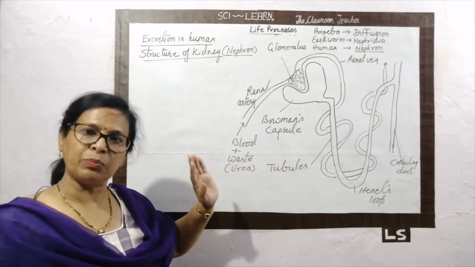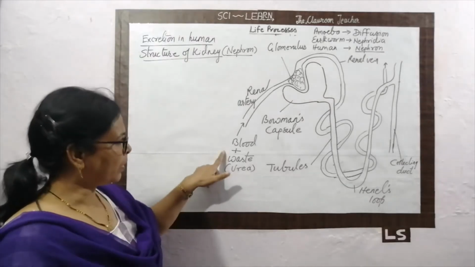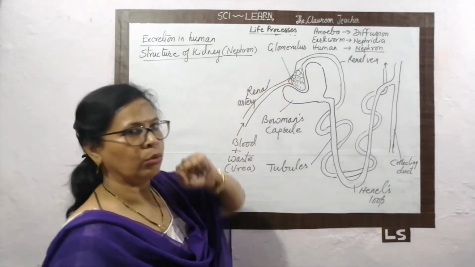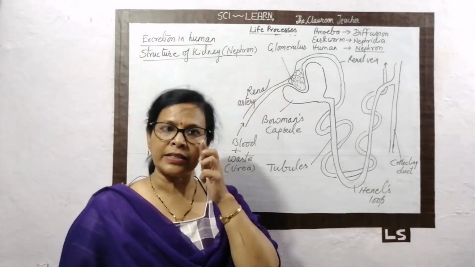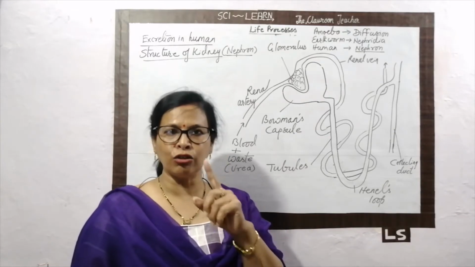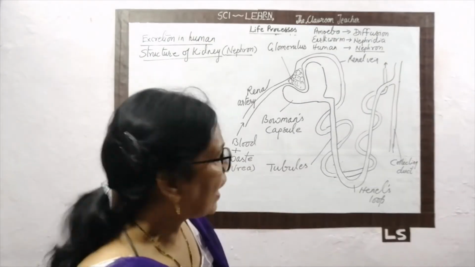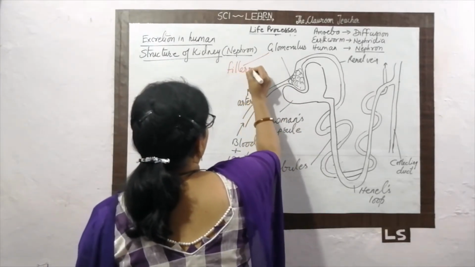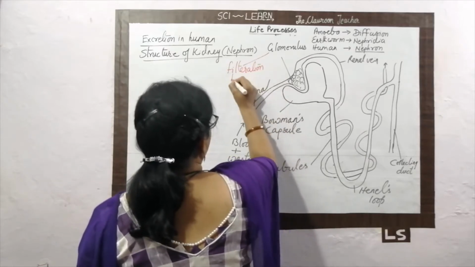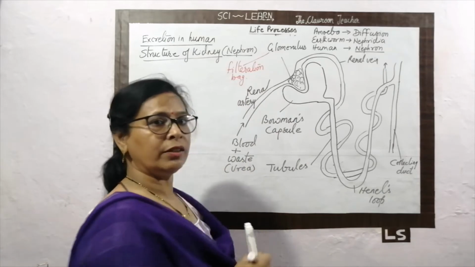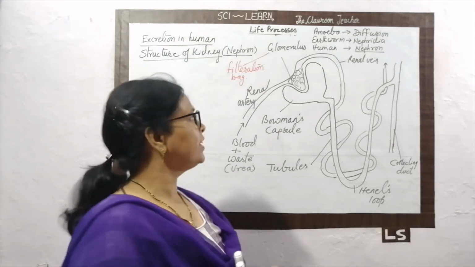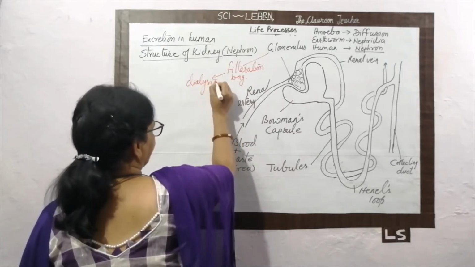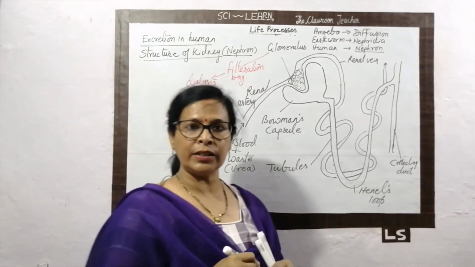Now what is the function performed here by the kidney? The blood which contains urea is brought by the renal artery to the glomerulus. What is the role of the glomerulus? The glomerulus acts as a filtration bag. This process of filtration is actually called dialysis. So the glomerulus is a filtration bag.